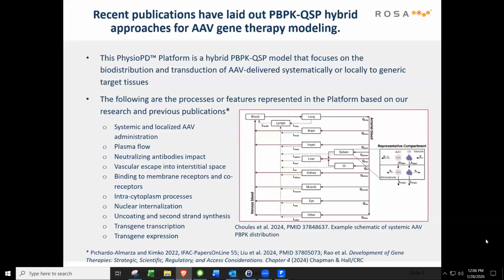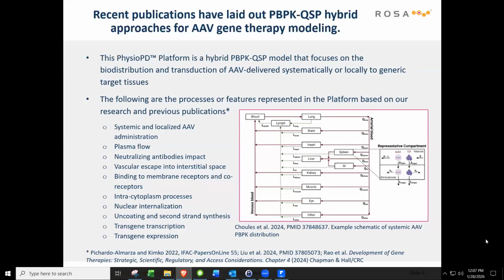Now, in terms of modeling, recent publications have laid out PBPK QSP hybrid approaches for this type of AAV gene therapy, for AAV gene therapy in general. And the PhysioPD platform, in particular, is a hybrid PBPK QSP model. It focuses on the biodistribution and transduction of AAV delivered, but it covers from systemic delivery to local delivery and is defined in a generic way so we can cover different tissues.